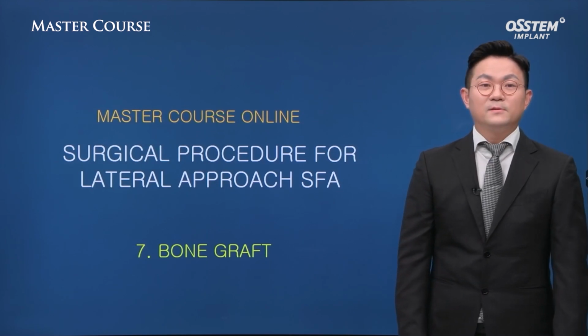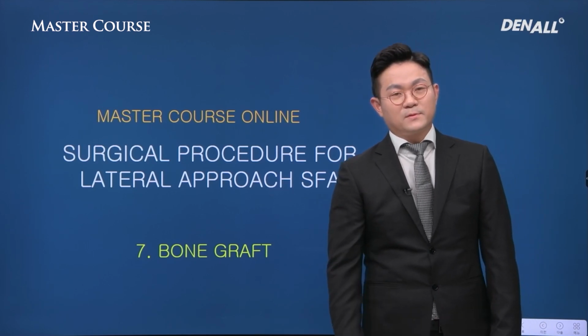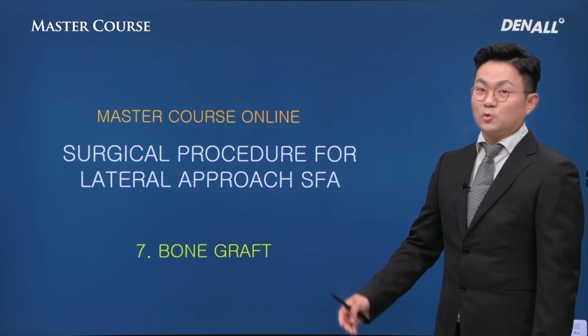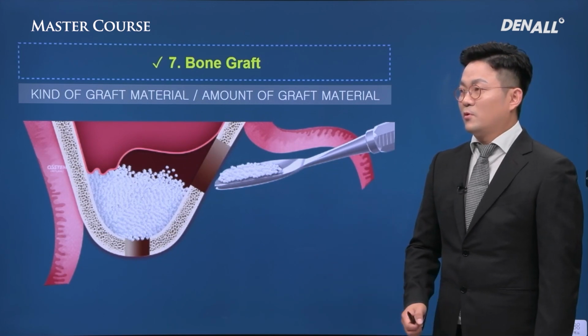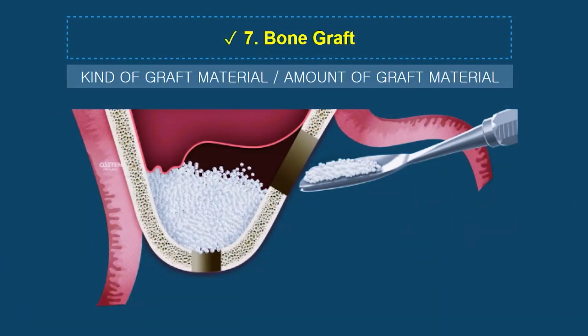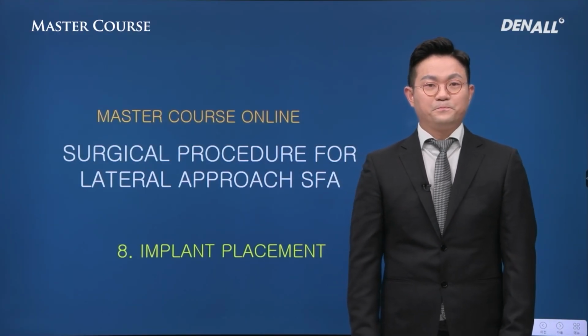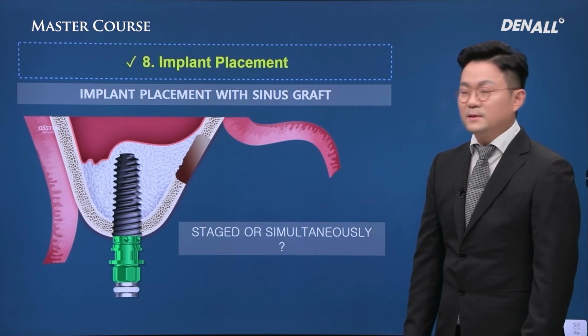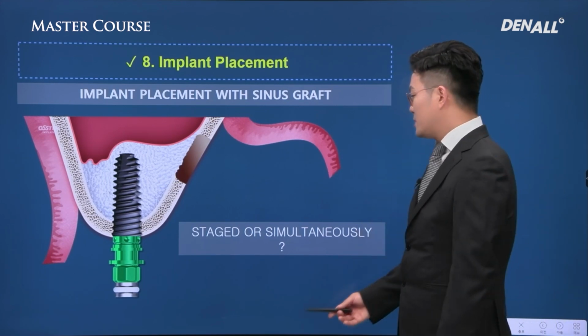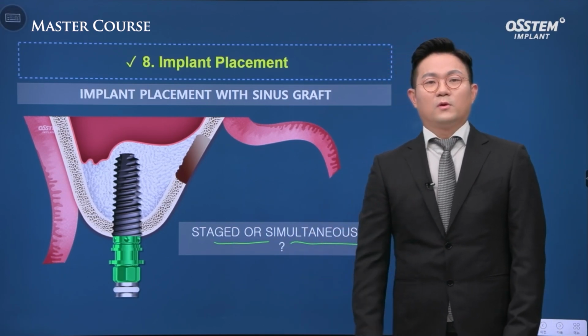Next is bone grafting. You have to put in bone, and there are different ways of course, but we are talking about the lateral approach here, so we'll go laterally, and there are different types or volumes involved. But in this lecture, I cannot cover everything, so we have a separate lecture on that, so please reference that. So if you put the bone in, then you have to place the implant. And when you place the implant, there are different theories. You could have a staged approach, or you could have a simultaneous approach.